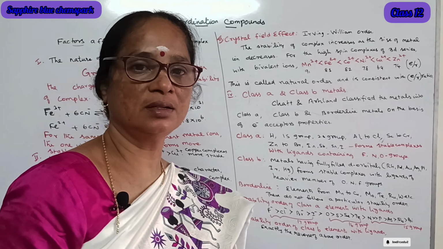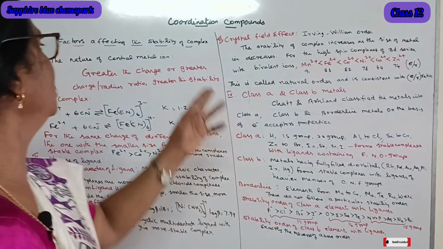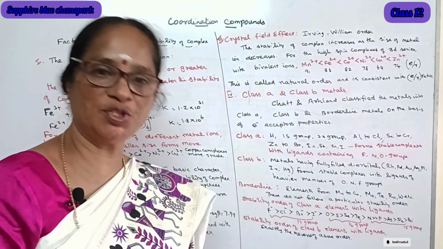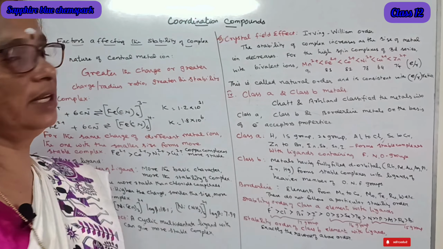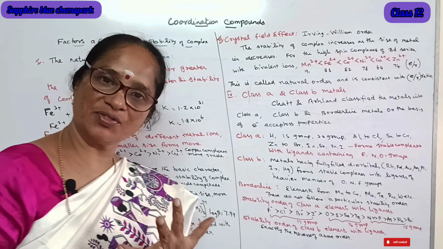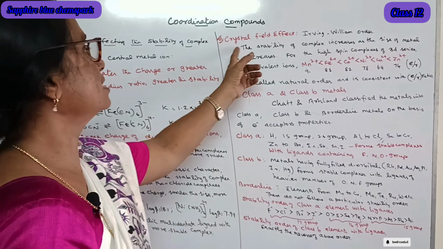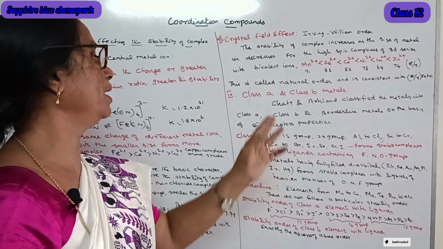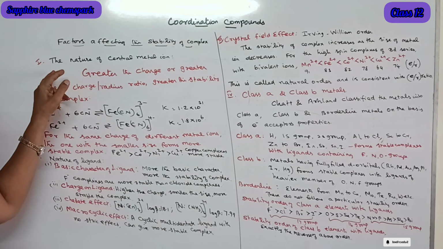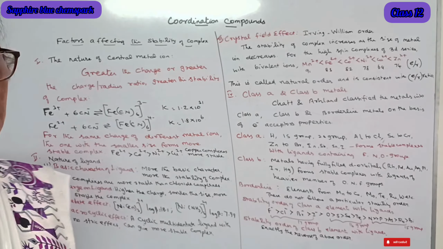The next one, factors affecting the stability of the complex. There are 4 factors which may influence the stability of the complex. One is the nature of the metal ion, the nature of the ligand, and crystal field effect, followed by class A, class B metals. So let us find first of all the nature of the central metal ion.